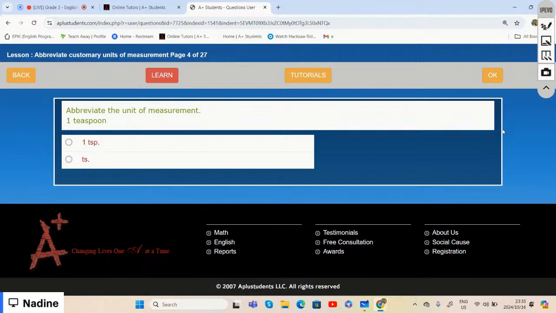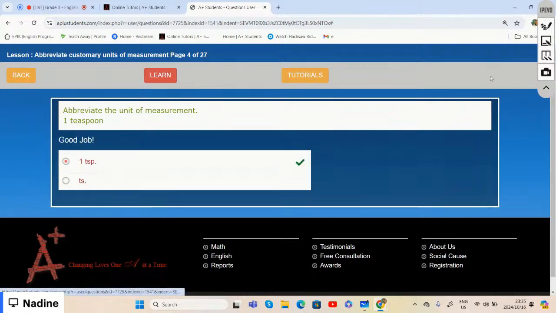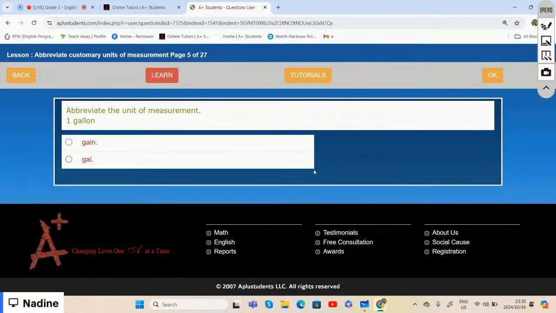All right. And if we were to select the correct abbreviation of teaspoon, we would say it is option one. 1 teaspoon of coffee, 2 teaspoons of sugar. All right. The last one, 1 gallon. Is it option one or option two for gallon?